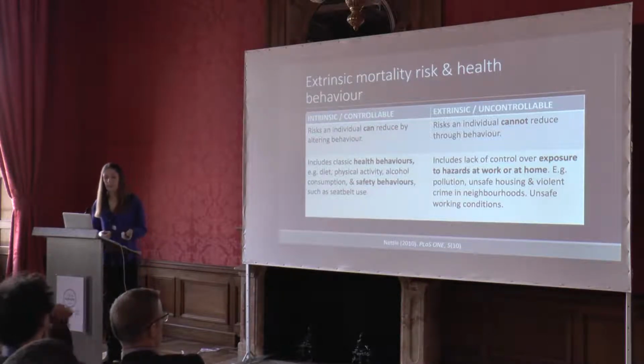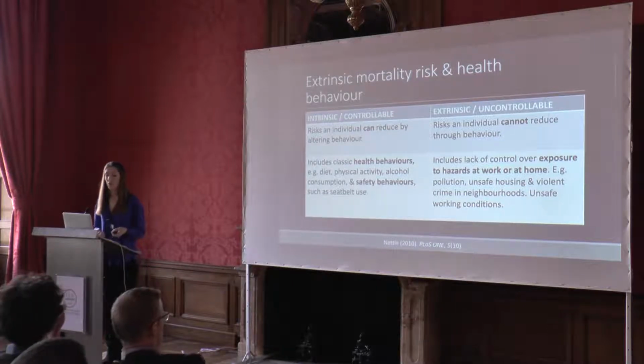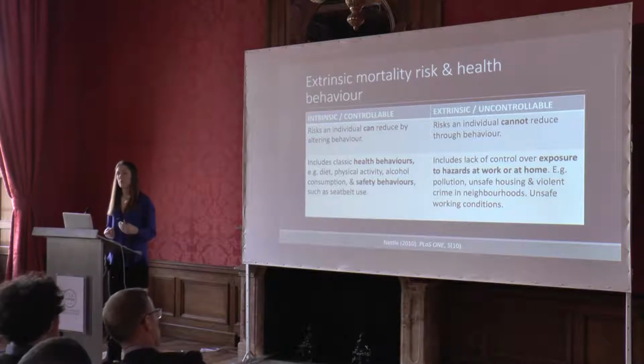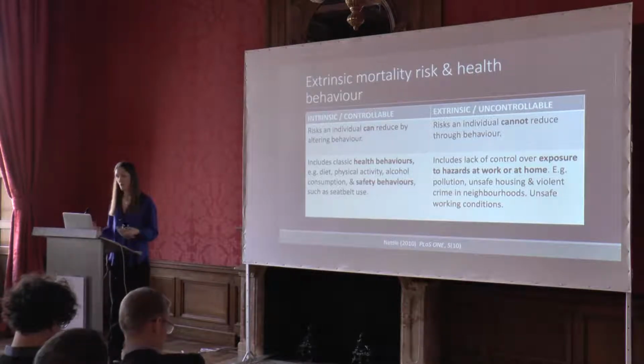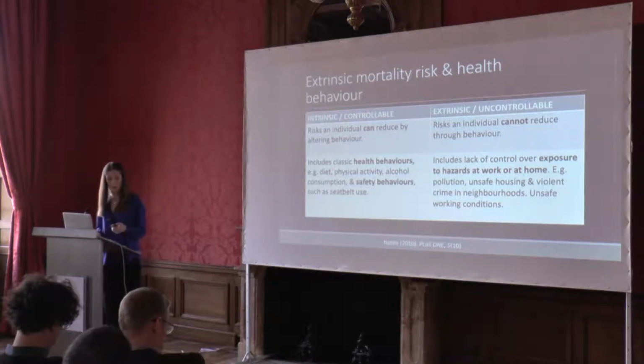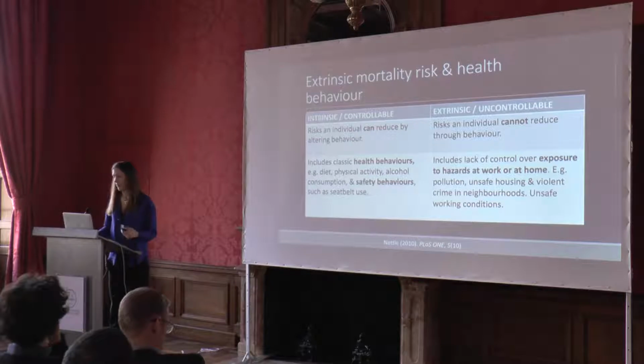Then you can see that classic health behaviours, like the ones I talked about on my earlier slide, are things that are going to add to your intrinsic risk of mortality. And those hazards, such as living in a dangerous neighbourhood or working in a dangerous workplace, that are less controllable to the individuals in question, are things that are going to contribute to your extrinsic mortality risk.